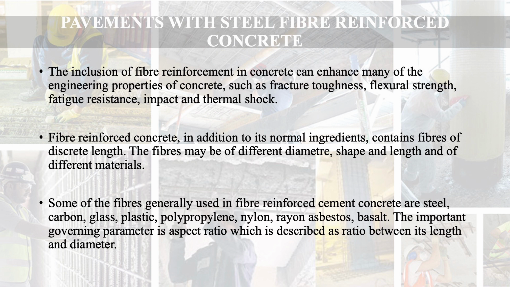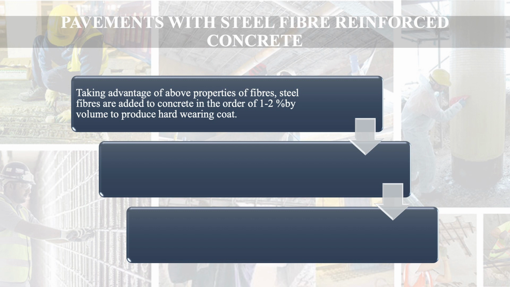Some of the fibers generally used in fiber reinforced cement concrete are steel fiber, carbon fiber, glass fiber, plastic fiber, polypropylene fiber, nylon fiber, rayon asbestos fiber and also the basalt fiber. The important governing parameter is the aspect ratio, which is described as the ratio between its length and diameter. Taking advantage of these properties of fibers, steel fibers are added to concrete in the order of 1 to 2% by volume to produce hard wearing coat.